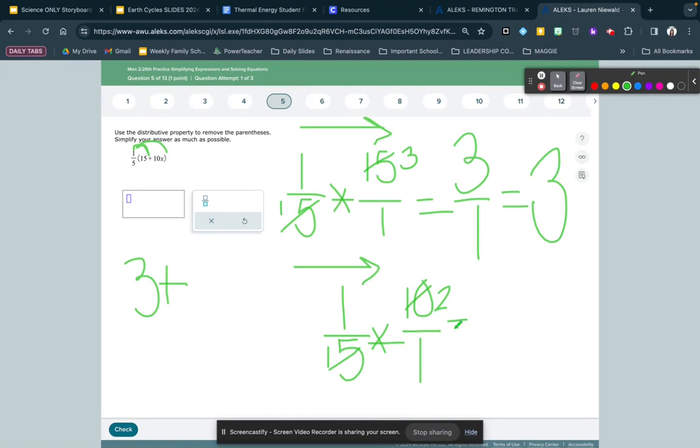So when I go through and I multiply this out, I end up with 2 over 1, which is the same thing as saying 2, right? So 1/5 times 10x is 2x, right? The x just kind of comes along with it. And I cannot keep going because this is a constant and this has an x. So I'm done.